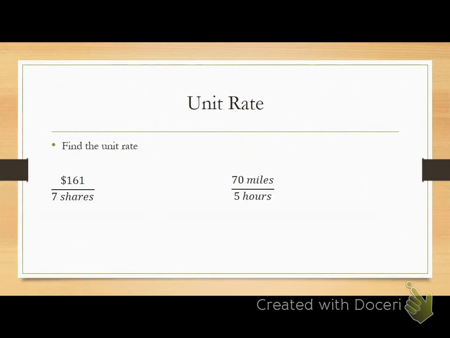When we're finding unit rate, we're given fractions that tell us how much something costs per 7 shares or per 10 hours or however many. And what we're trying to find is, that's great, but how much money is it going to be for 1? Or how many miles will it be for 1 hour? So we want our denominator to be 1 per 1. That's why it's called unit rate.